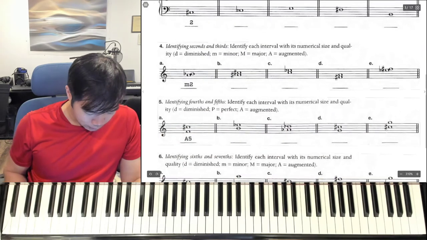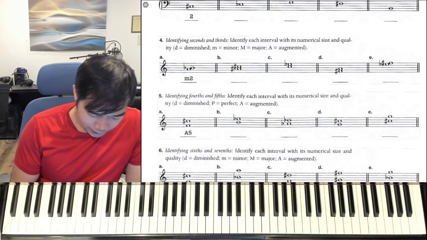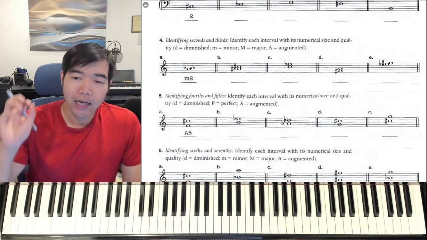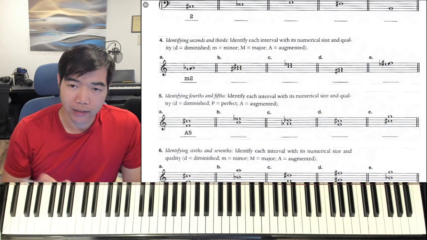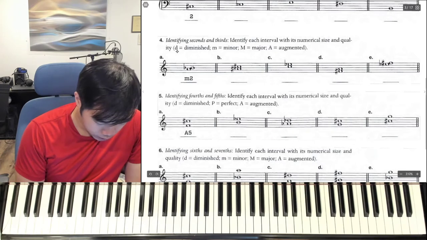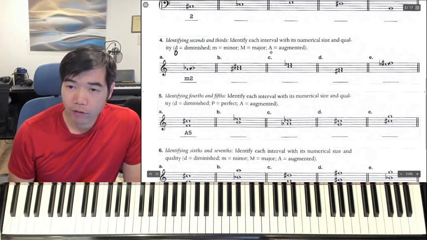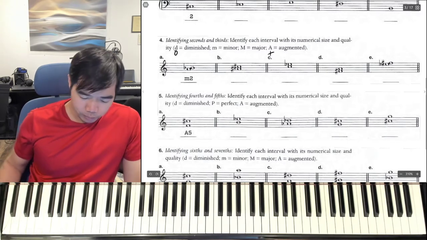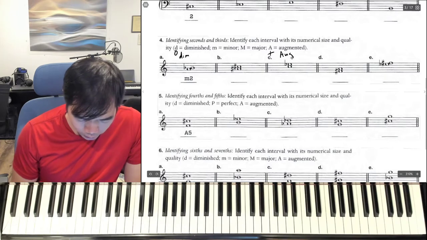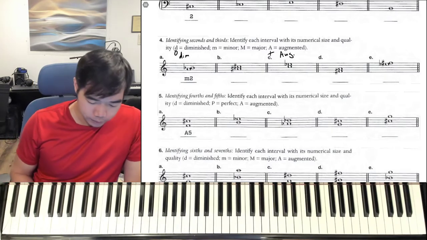Okay? All right, section 4, identifying seconds and thirds. In this case, they're asking you to identify the numeric value, the size, as well as the quality: diminished, minor, major, augmented. Okay, you can use the D for diminished. You can also use the degree symbol. You can use capital A for augmented. You can also use the plus symbol. Or if you want to do shorthand DIM or AUG, that's fine as well. All of those are universally accepted.